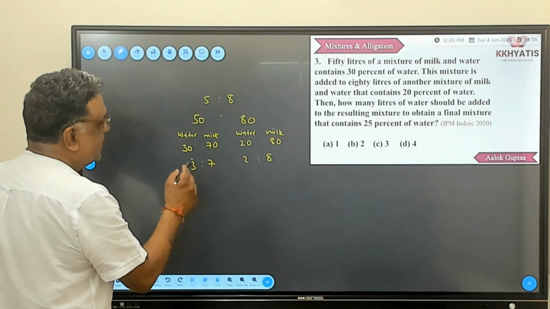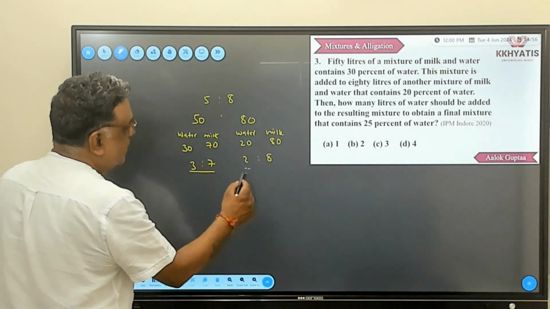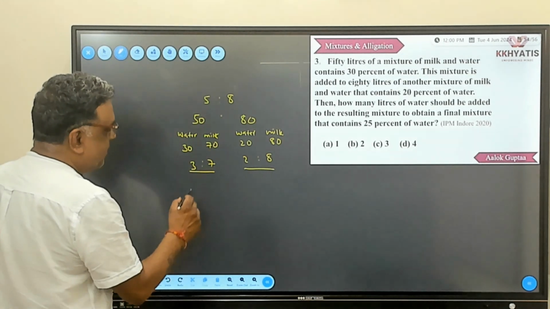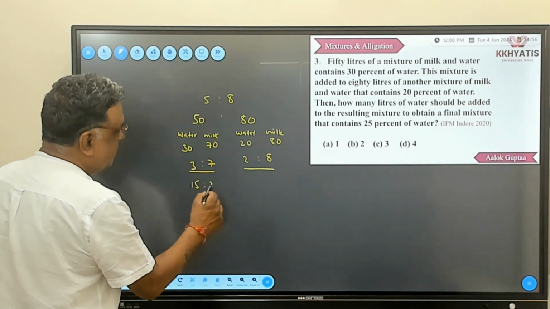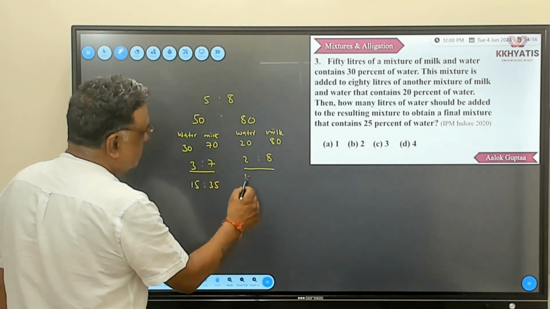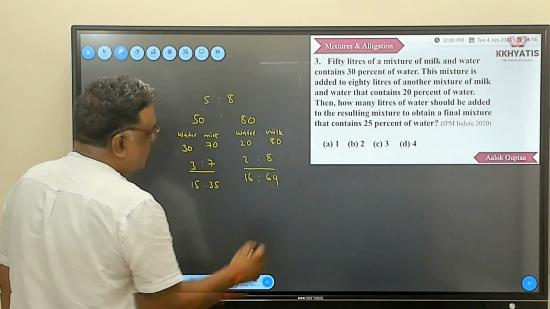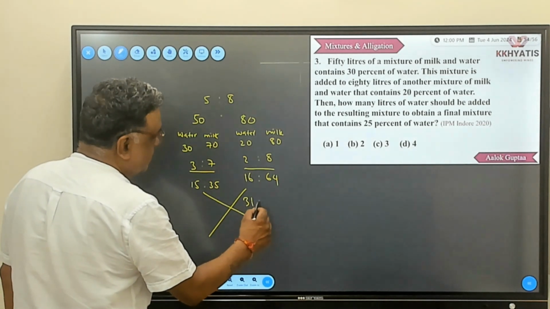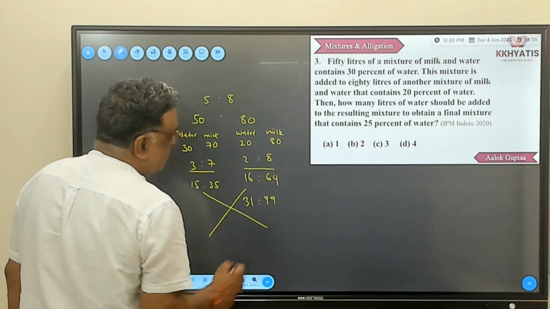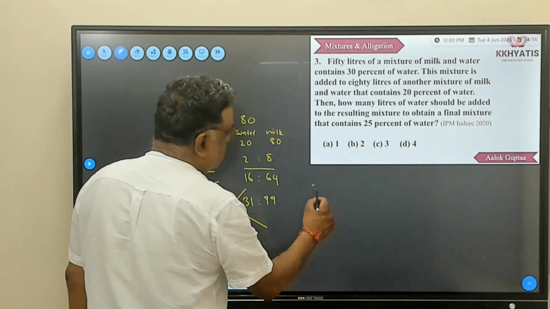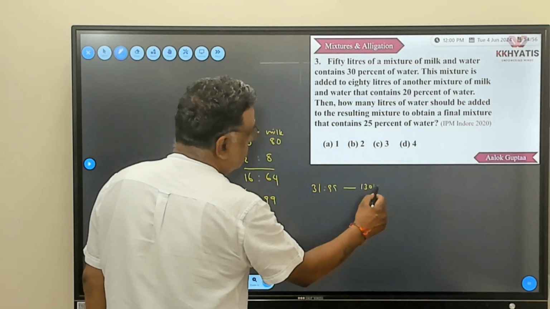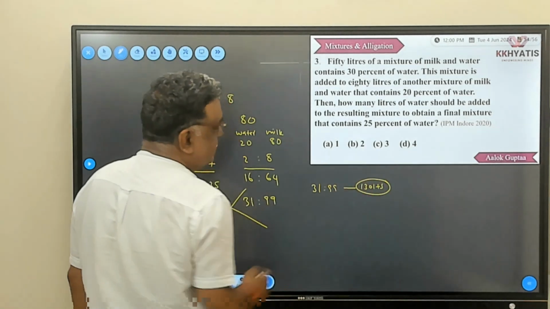Right now they are equal, 10 and 10. So we will make them 5:8 by multiplying this ratio by 5. So this will become 15:35. This by 8, this will become 16:64. And now when I am mixing, the ratio becomes 31:99. So now I got a mixture which is 31:99 and total is 130 liters because 80 plus 50.